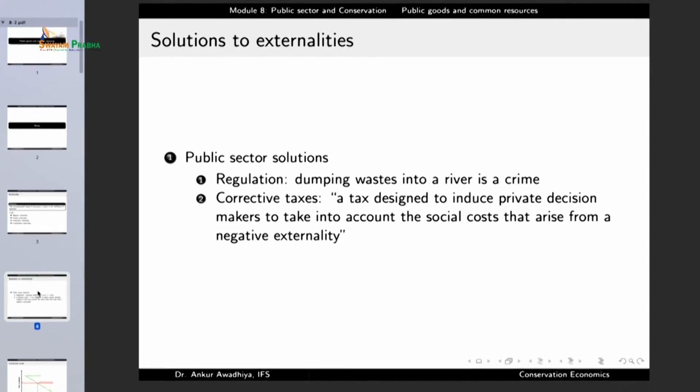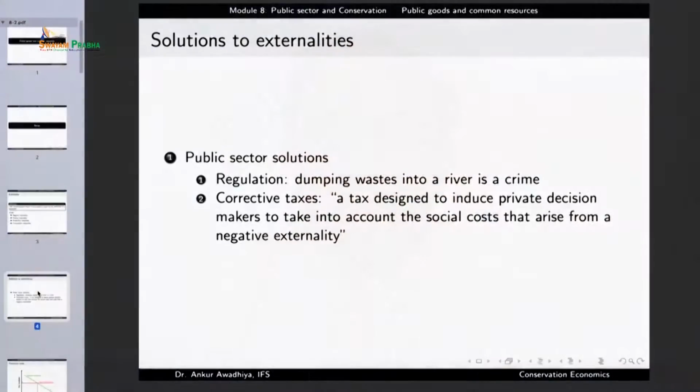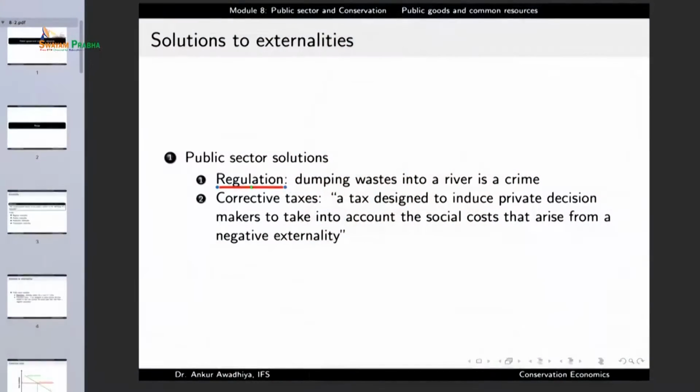Now, when you have externalities and they result in uncompensated impacts on the bystanders, how do you deal with them? So, we have different options to compensate for the externalities. They include public sector solutions and the private sector solutions. One solution is the use of regulation. Now, regulation means that the government says that dumping waste into a river is a crime. So if anybody is dumping the waste, then he or she is going to be jailed. Now, this is one way of ensuring that the rivers do not get polluted. So, by means of laws and by means of enforcing those laws, we ensure that the rivers do not get polluted so that the bystanders are not negatively impacted. So, this is one way, regulation.